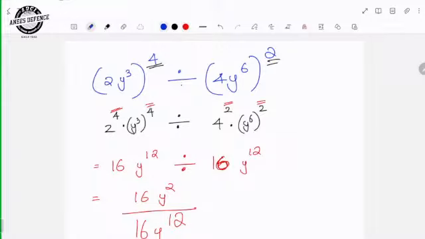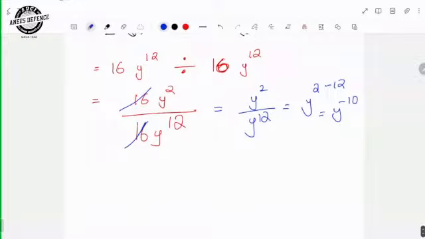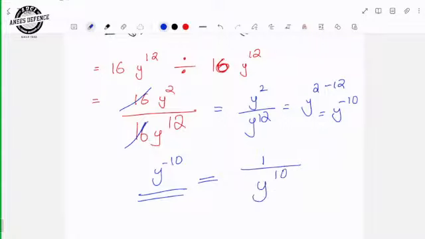You can see the numerator and denominator both consist of 16, so 16 and 16 cancel. Remaining is y square by y raised to 12. So this can be written as y raised to 2 minus 12, using a raised to m by a raised to n is a raised to m minus n. It will become y raised to minus 10. Or the negative power can be taken to the denominator and you can write 1 by y raised to plus 10. That is also correct.